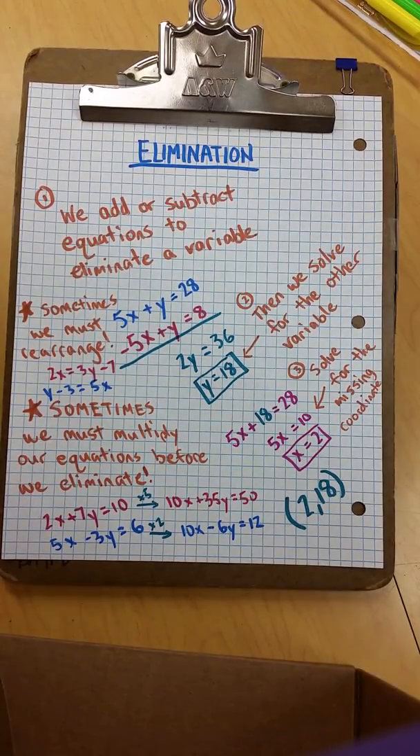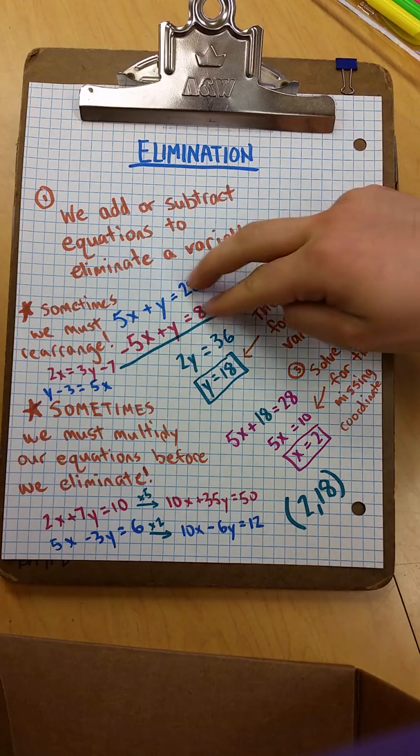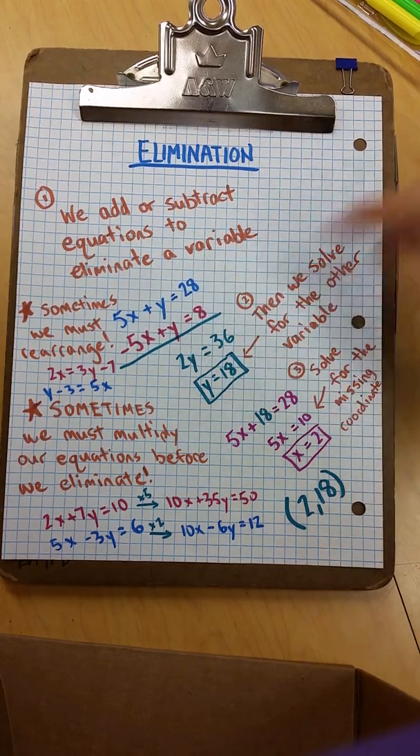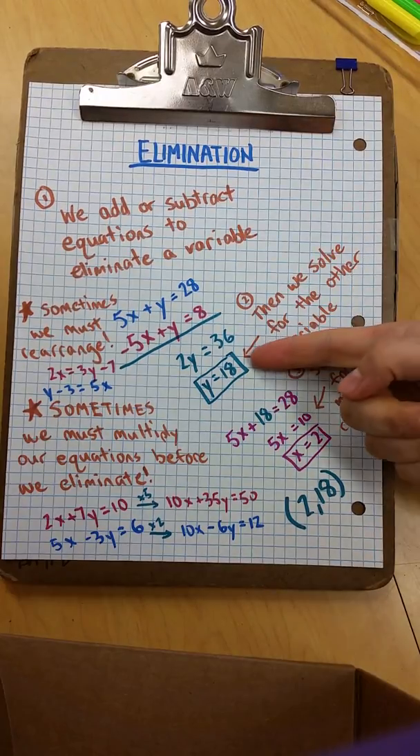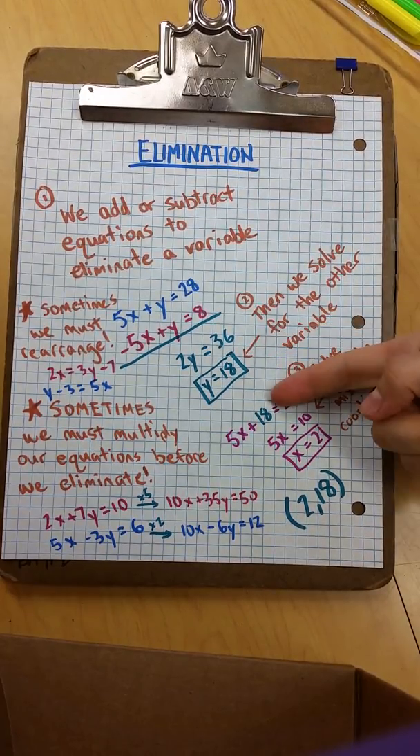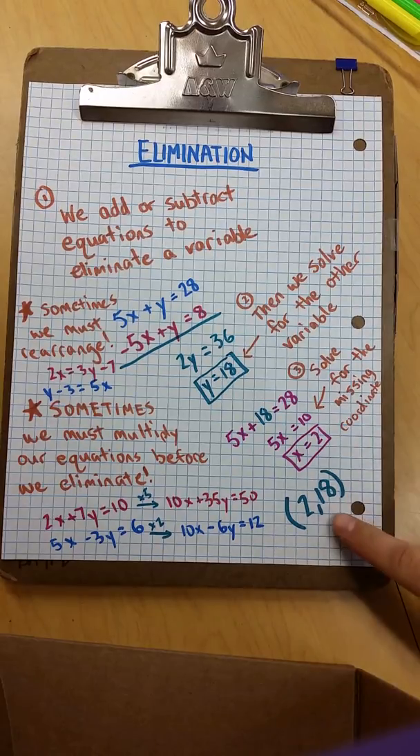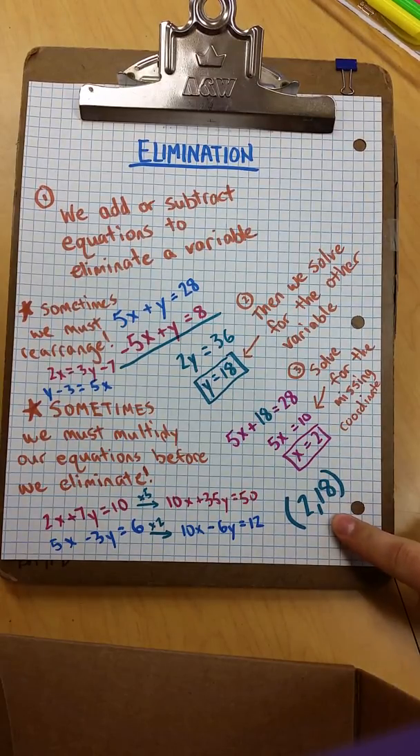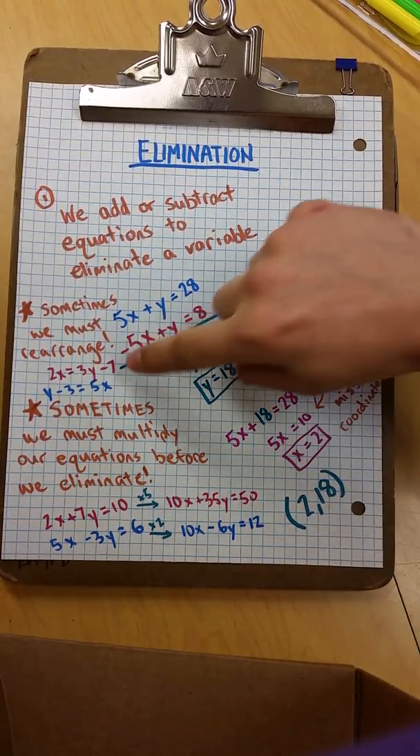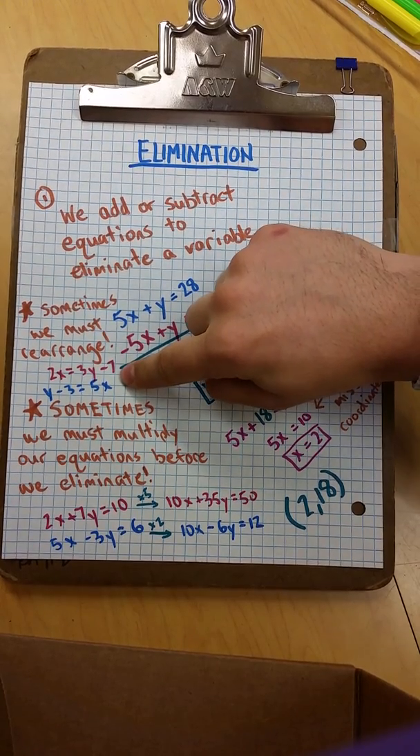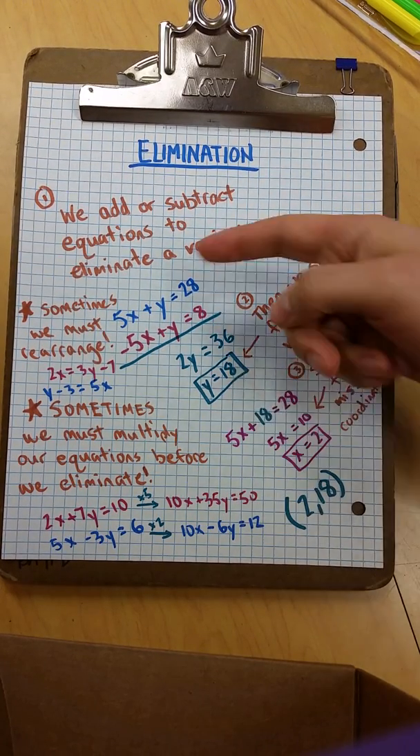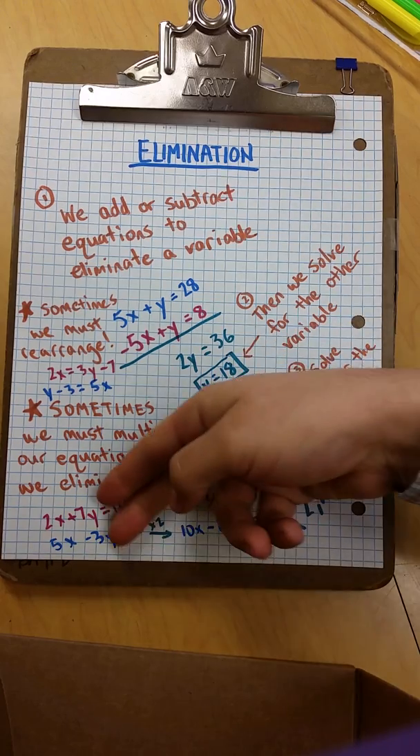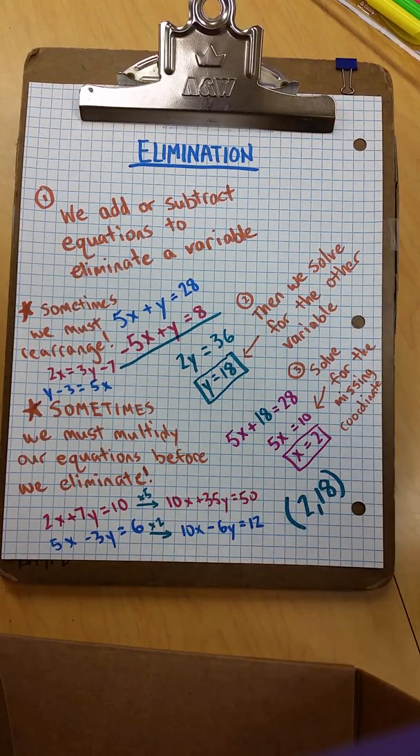In summary, how do we eliminate? We need to add or subtract our equations to eliminate one of the variables. Once we do that, we can solve for the first coordinate, plug it in, and solve for the second coordinate, which gives us our solution. The two things we need to be careful about are rearranging our equations so that we can work with them, and also multiplying our equations if we need to, so they share a coefficient for us to eliminate.